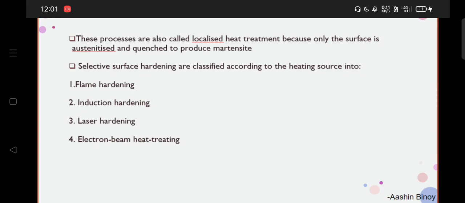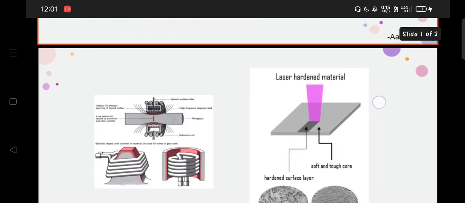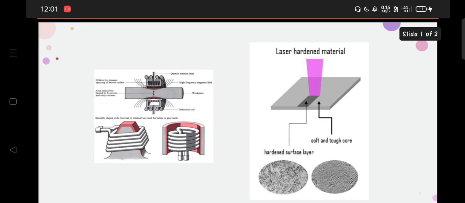Next slide is about laser hardened material. Hardened surface layer and the soft and tough core are visible on the slides.